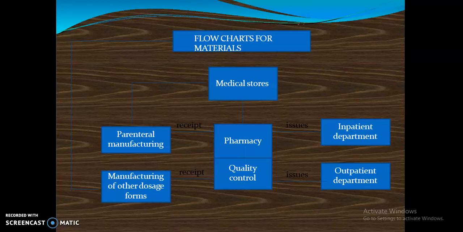Now this is the general information about the flow charts for the materials which are procured by the hospital pharmacy. So you can see the parenteral manufacturing, medical store; it goes directly to the medical store or the pharmacy, and with the quality control it goes directly to the inpatient department or to the outpatient department.